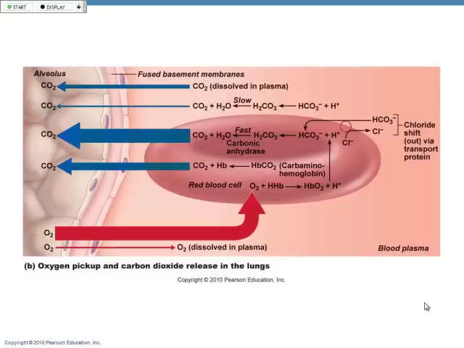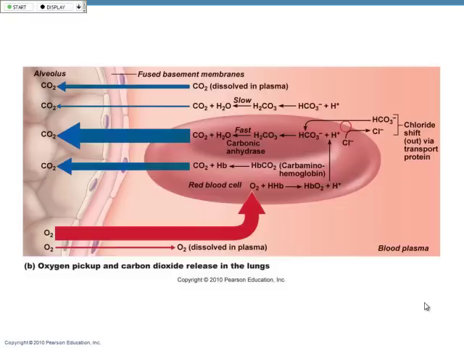So this is oxygen pickup and carbon dioxide release in the lungs. Again, partial pressure is going to play a role in giving a push to some of these molecules. Oxygen is going to diffuse out of the alveoli because of the partial pressure difference, that gradient we talked about before, and push it into the circulatory system. In this case, this reaction here is going to help me get a seat for oxygen on the hemoglobin molecule.